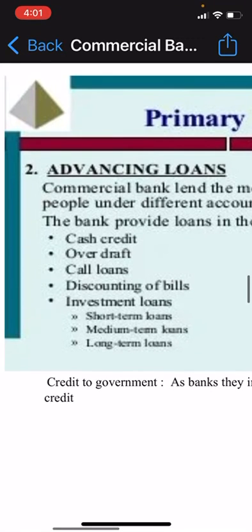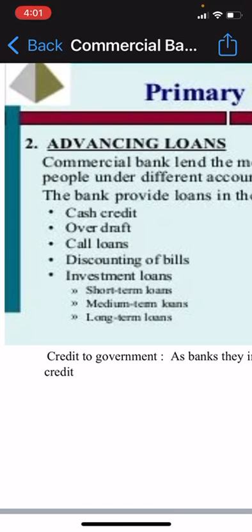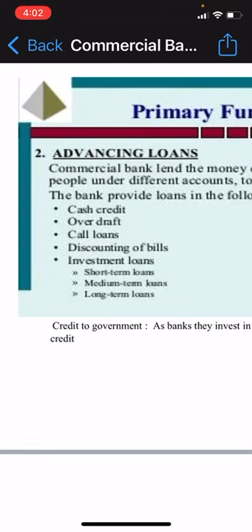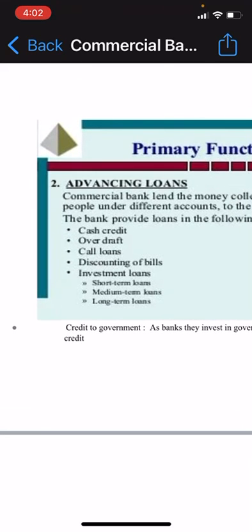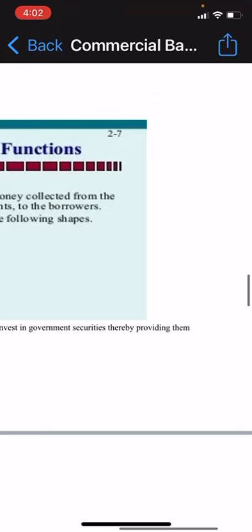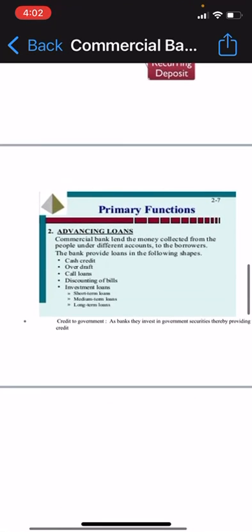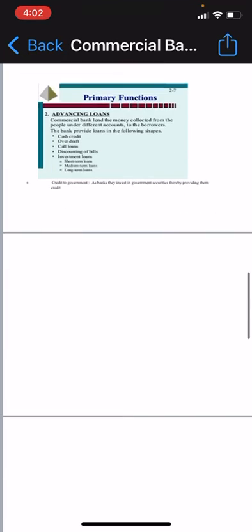Now next we have investment loans to various small entrepreneurs, small businessmen. It could be short term loans. Short term loans means up to 1 year, medium term loans 1 to 5 years, and long term loans are basically more than 5 years. And other than all these kinds of advancing loans, there is one more, that is credit to the government. How these banks give credit to the government is by investing in their securities. By investing in the securities of the government, their money is going to the government. So that is how, even like this, they are helping the government.